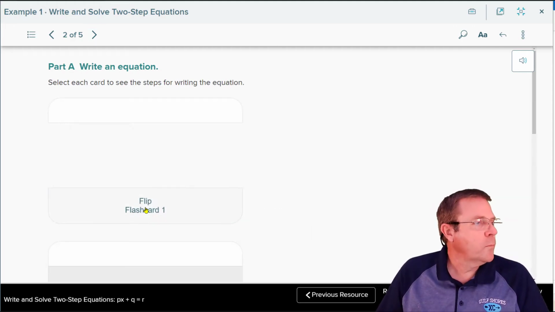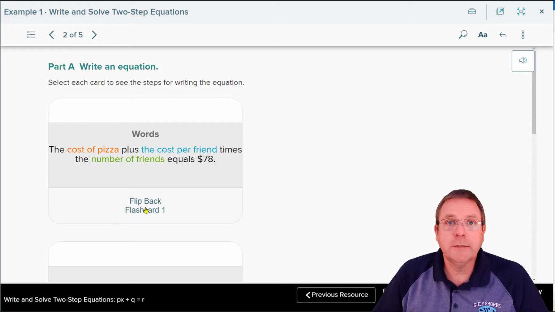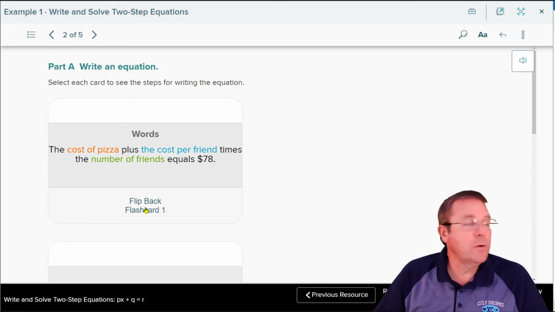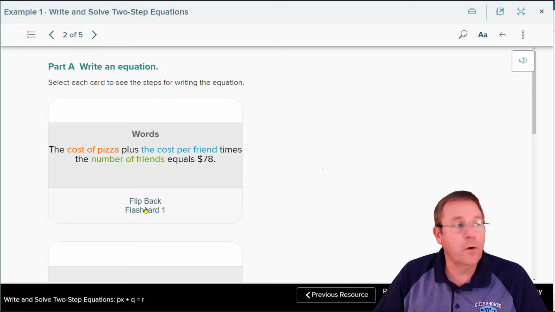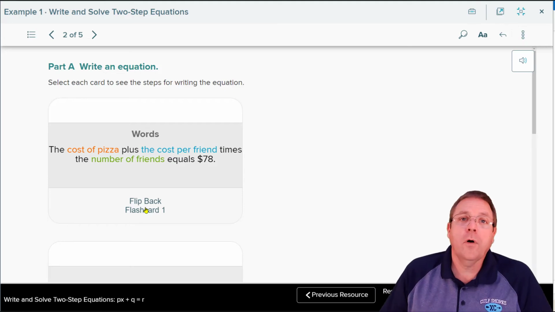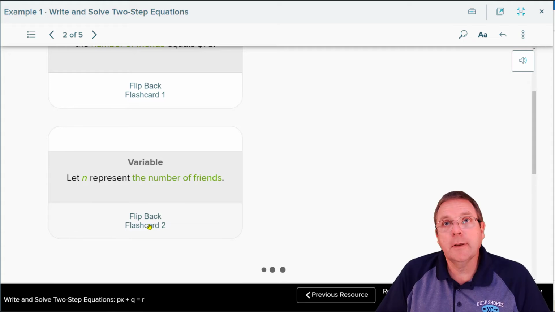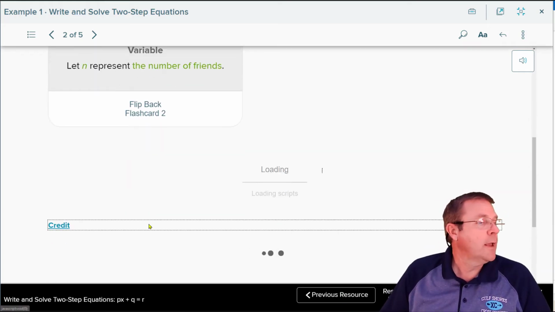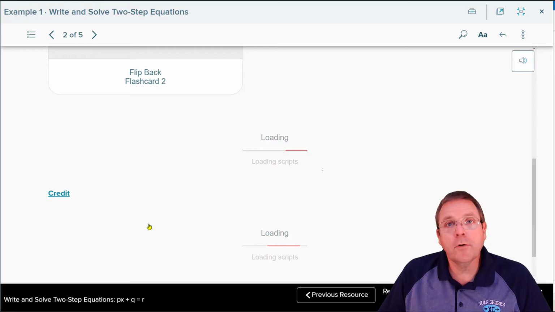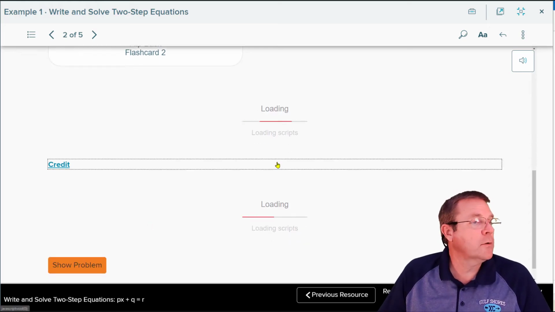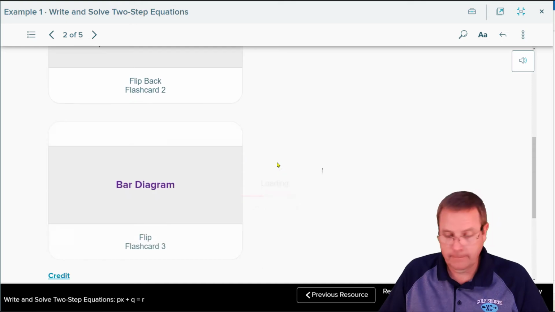So in words, we know that we have the cost of the pizza plus $8.50 for every friend, the cost of the friends, times the number of friends, and that the total all added up to equal $78. From there, we can come up with our variable. They let n equal the number of friends. I probably would have used f for friends, but in the end, that variable really doesn't matter. And what are we going to do from there? Well, we're going to convert all that information into a mathematical expression, maybe.